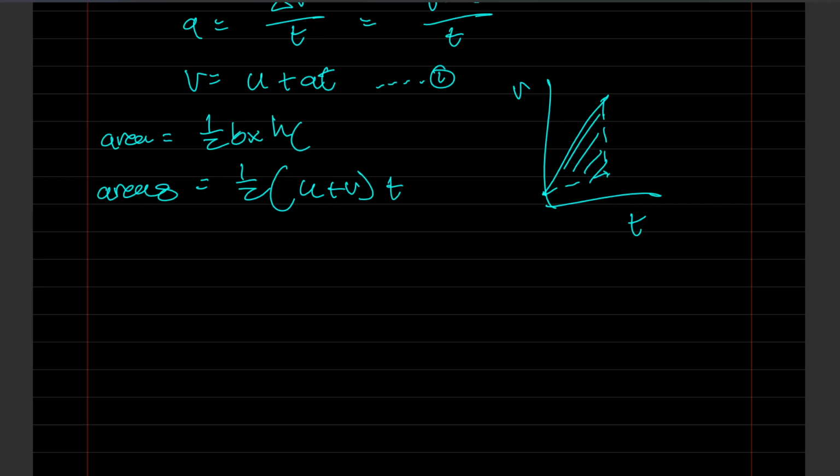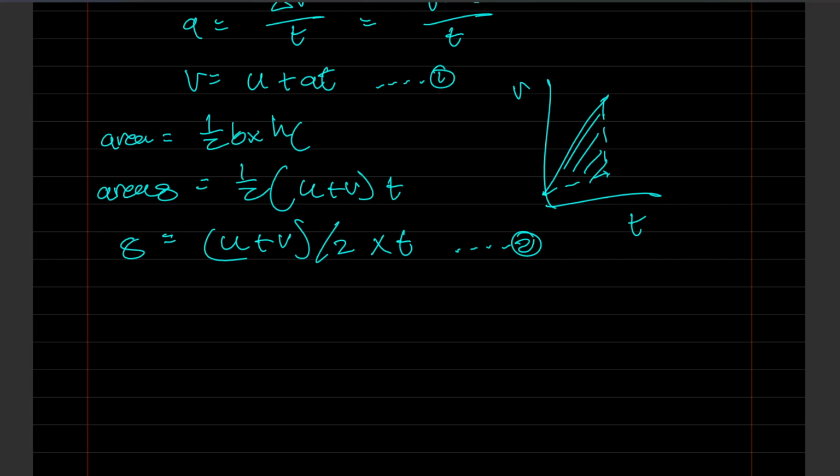Of course, now we know that the area is in fact the distance, as we've done in the previous problems, which is u plus v divided by 2 multiplied by time. This would be our second equation.